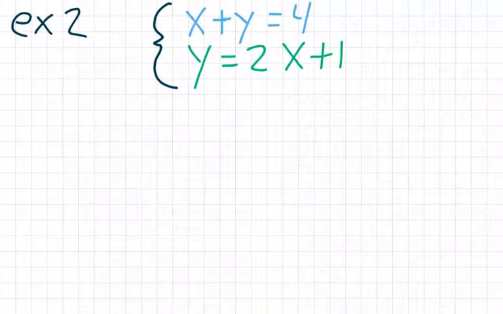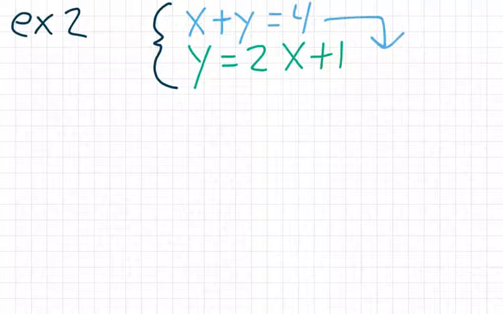So now I've got these two equations, x plus y equals 4, and y equals 2x plus 1. I can't quite graph them yet because in this top equation in blue, y is not by itself. So I've got to fix that. Get y by itself. So I'm going to rewrite this as y equals negative x plus 4. I just took x from both sides, subtract x.